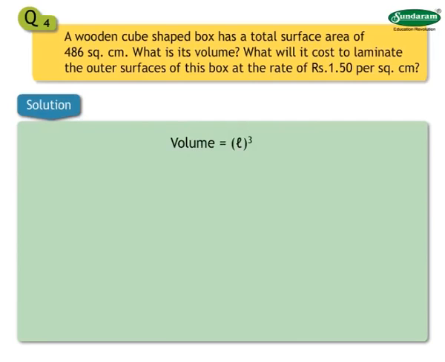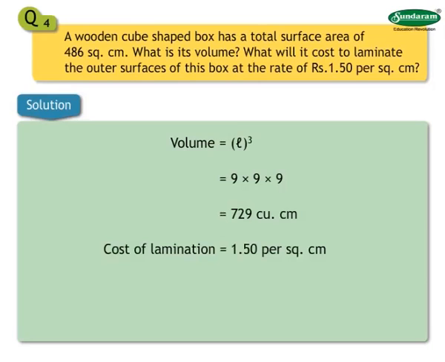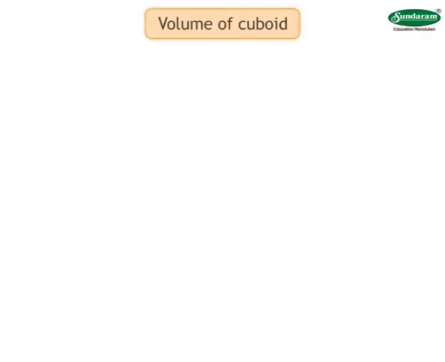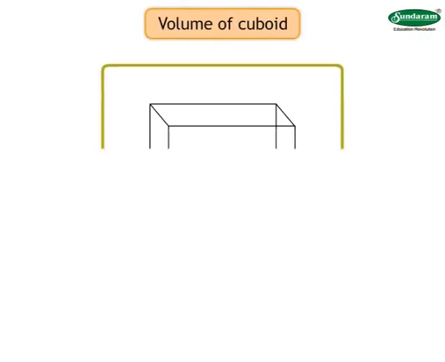Volume is length cube, that is 9 into 9 into 9, which is 729 cubic centimeters. Cost of lamination is 1.50 per square centimeter. Total cost is 1.5 into 486, which is equal to rupees 729. Let us now learn about volume of a cuboid.